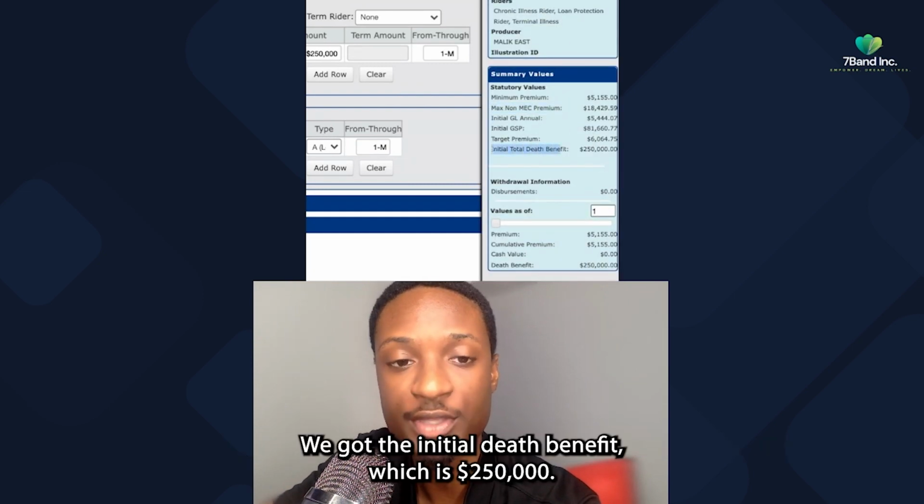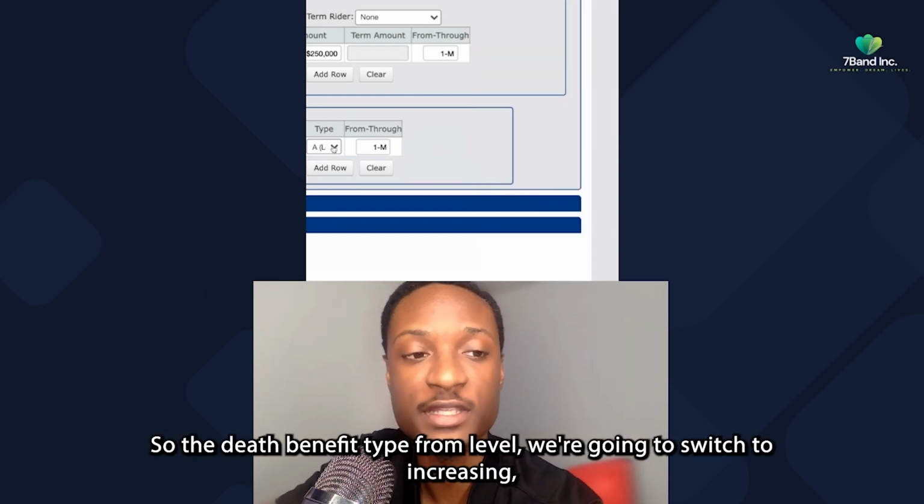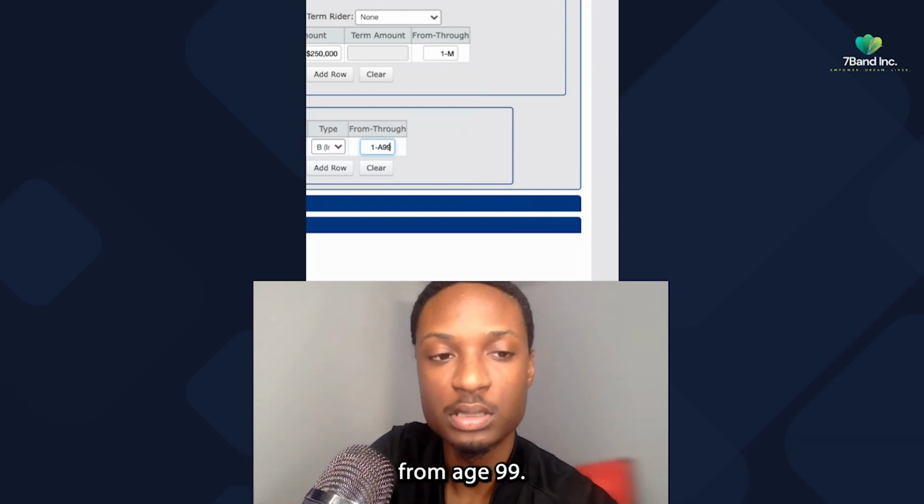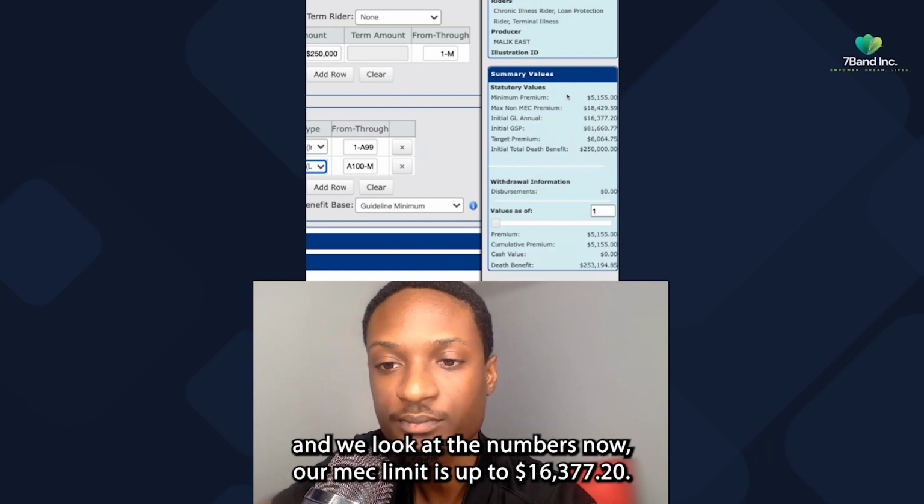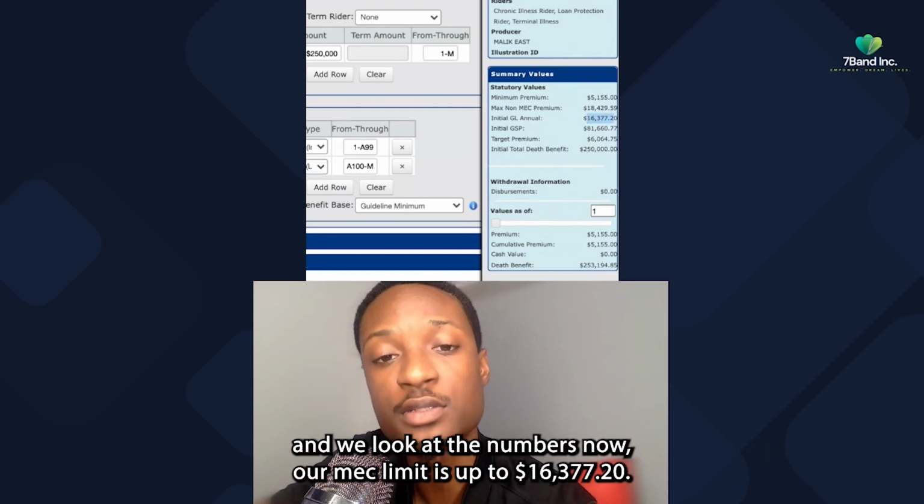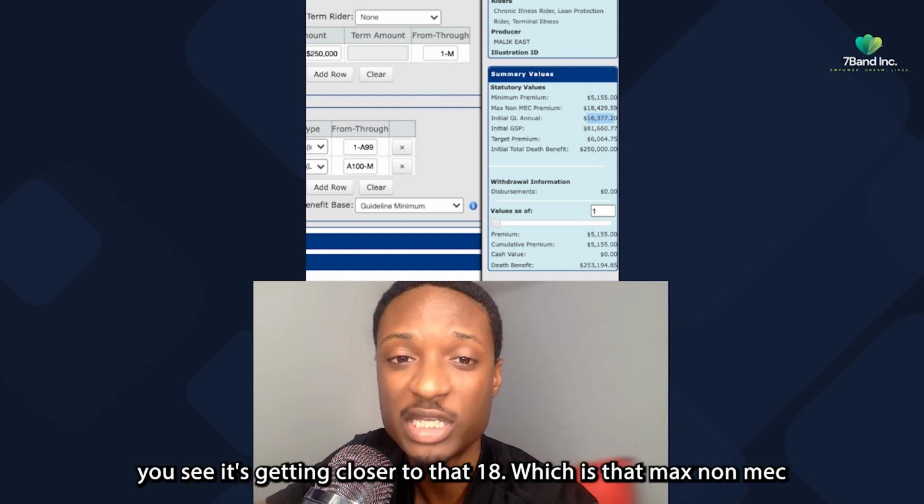We got the initial death benefit, which is $250,000. That's going to stay the same. So the death benefit type, from level, we're going to switch to increasing from age 99. Then we're going to add a row to age 100. Then we're going to go back and look at the numbers now. Our MEC limit is up to $16,377.20 instead of it being $5,444. You see, it's getting close to that 18, which is that max non-MEC.